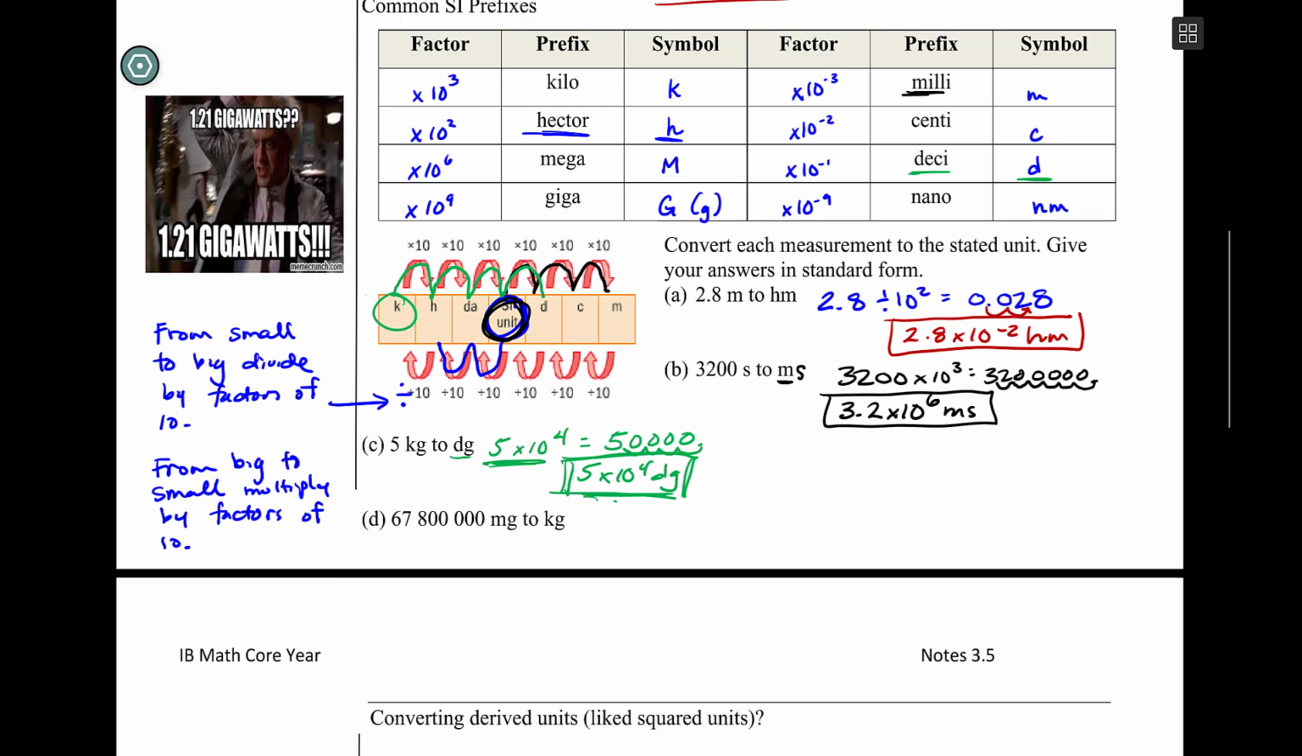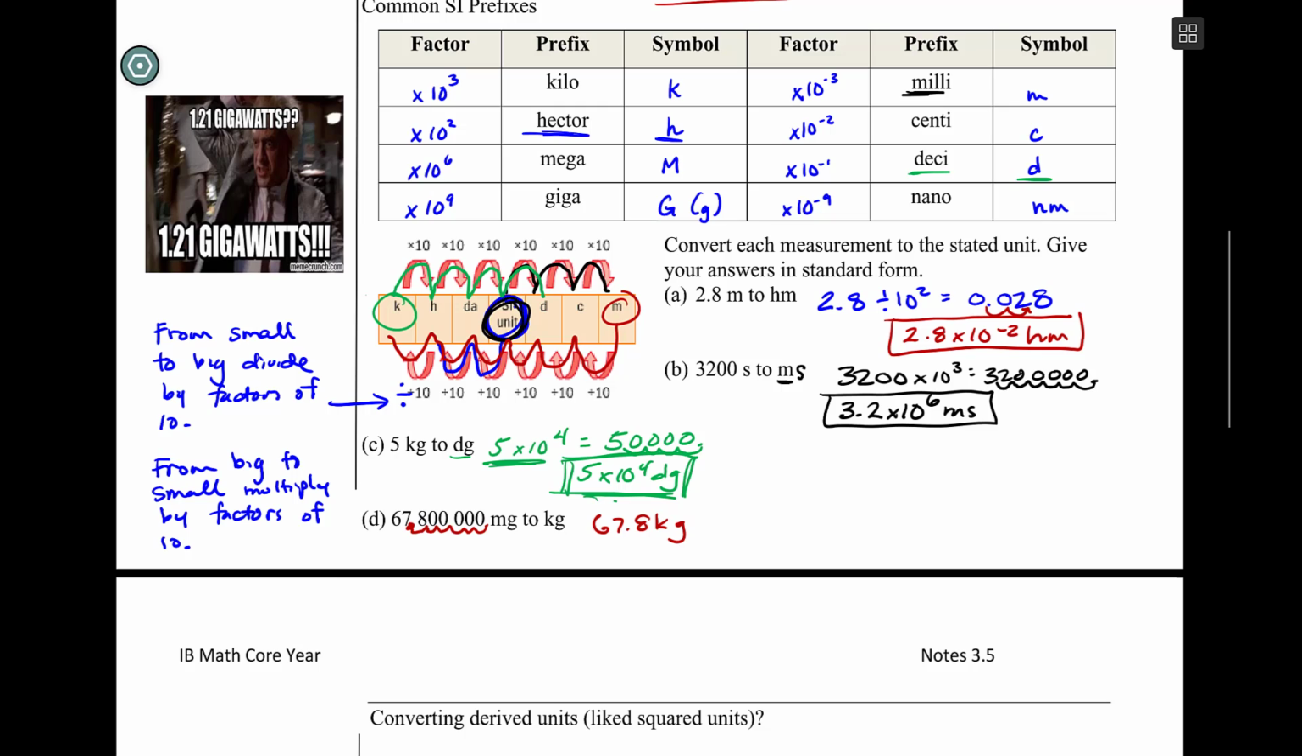We are going now from milligrams to kilograms. So we're going from a small to a big, which means we are going to be dividing, right? So if we're dividing, let's see how many spaces we move over. That's 1, 2, 3, 4, 5, and 6. If I am dividing by 10 to the 6th power, that's the same thing as just automatically moving this decimal over. 1, 2, 3, 4, 5, 6. There's my new decimal place. And that gives me 67.8 kilograms.